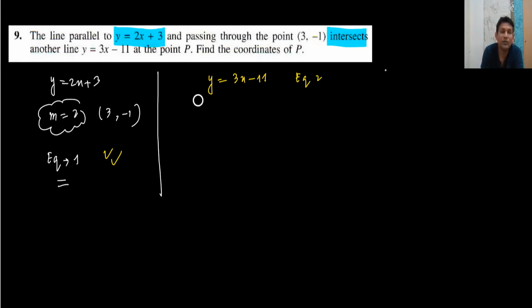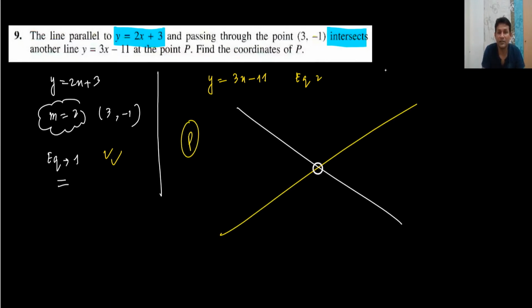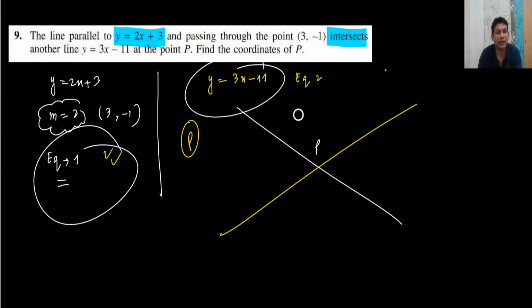These two lines are intersecting at point P. This line is here, and this line is here. This is point P. So by using this equation and this equation, we can use the simultaneous equation method and find the coordinates of P. I think it's easy. You can do it.